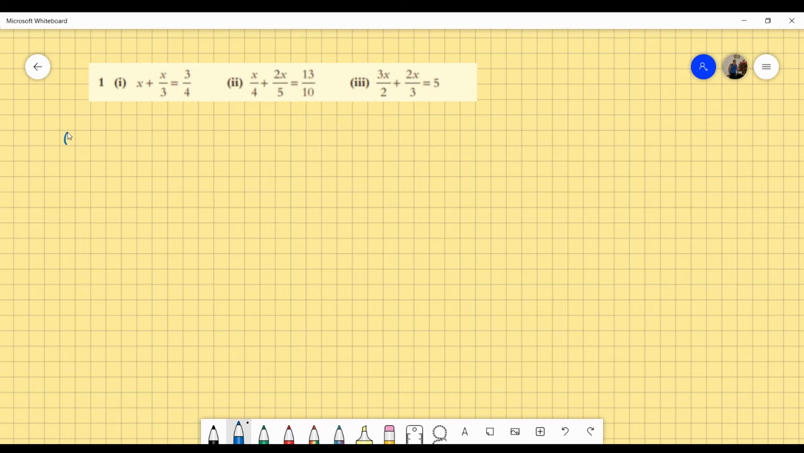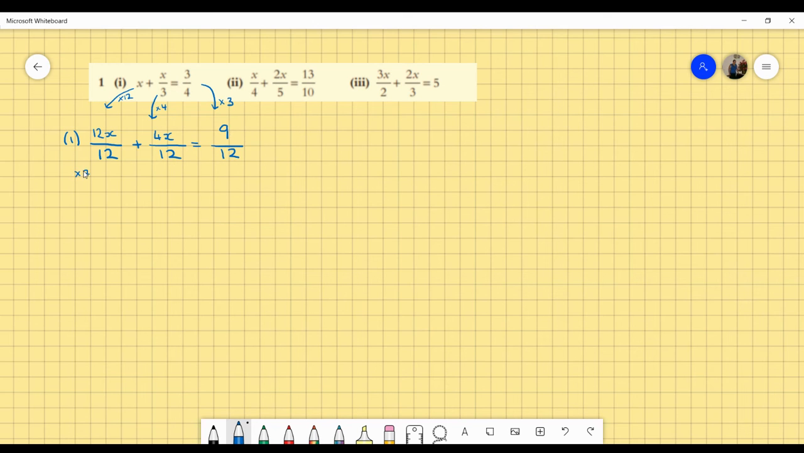is 12. So if we start with part 1, I'm going to have something over 12 added to something over 12 equal to something over 12. So if we think about the first thing, I've multiplied by 12 on the top and bottom, so that will give me 12x. The second thing, I've then multiplied by 4, so it's going to give me 4x over 12. And the third thing, I've multiplied by 3 to give me 9 over 12.